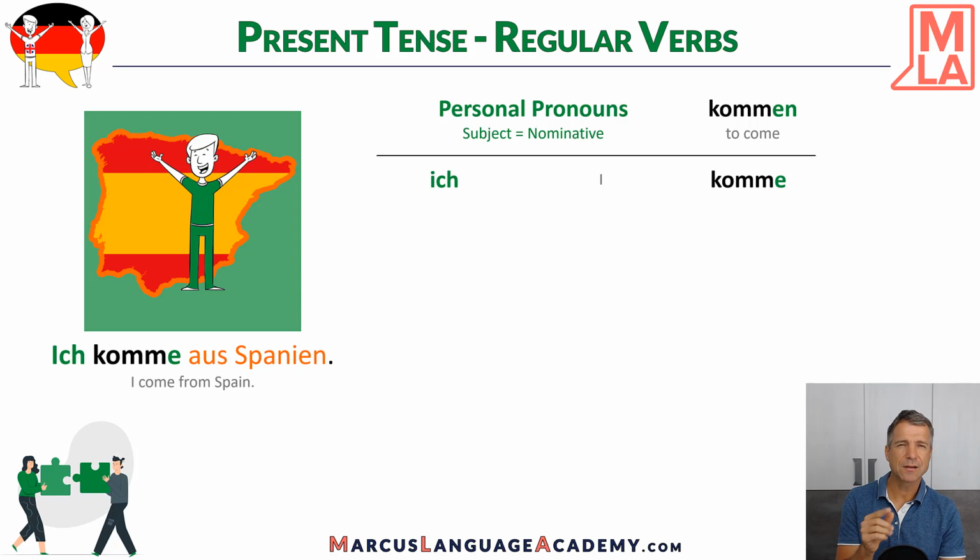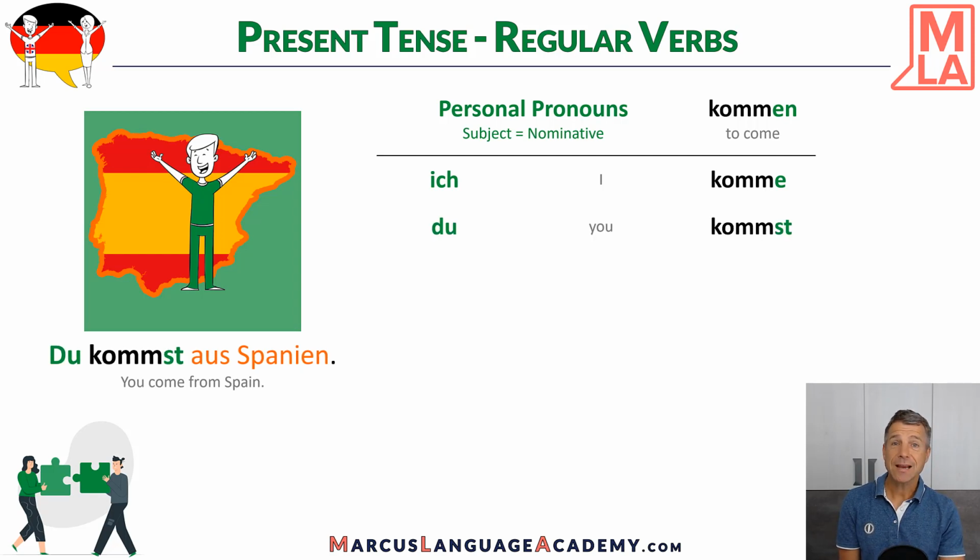And aus Spanien is orange here because it's dative case. But let's talk about dative case in a different video. So first person, ich komme. In second person, du, you, the ending is st, du kommst. As an example, du kommst aus Spanien, you come from Spain, so it's st.